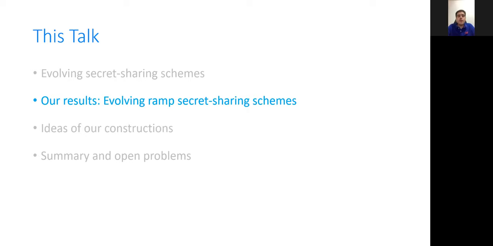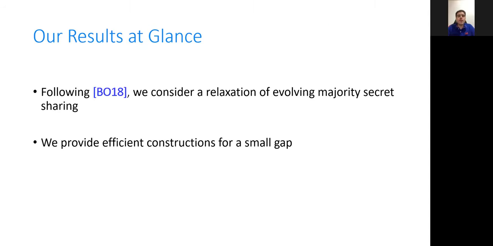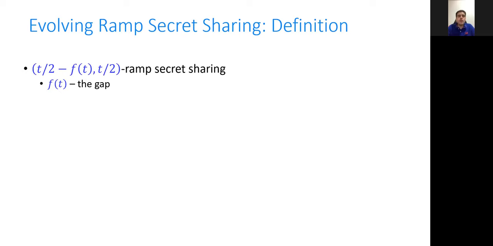So now we are ready to present our results in evolving ramp secret sharing schemes. In our work, following a previous work, we consider a reduction of evolving majority secret sharing, and we provide efficient constructions for evolving ramp when the gap is small. So the definition is evolving ramp secret sharing. We have two parameters, t over 2, which is the correctness, and t over 2 minus f(t), which is the security. So any t over 2 parties can learn the secret, and any set of size at most t over 2 minus f(t) cannot get anything about the secret. f(t) is the gap. So for example, in the t over 4, t over 2 ramp secret sharing, t over 4 is the gap.